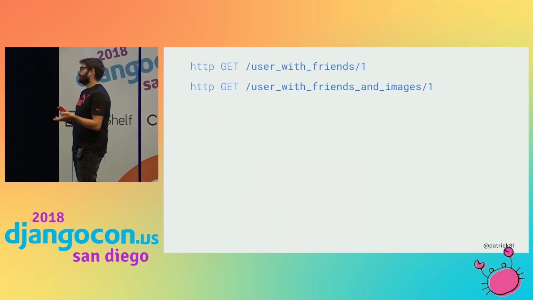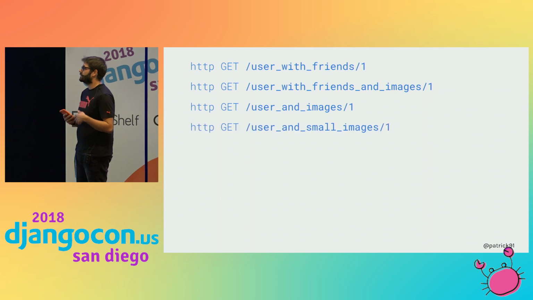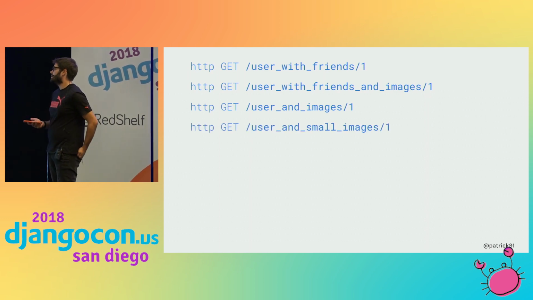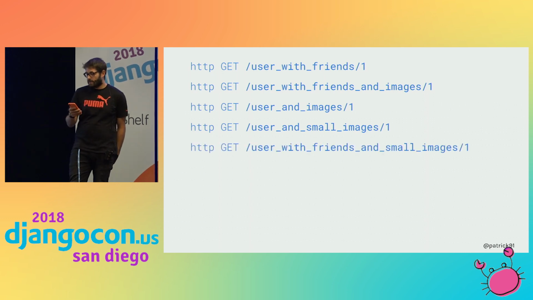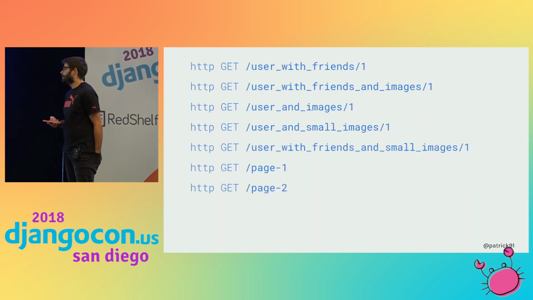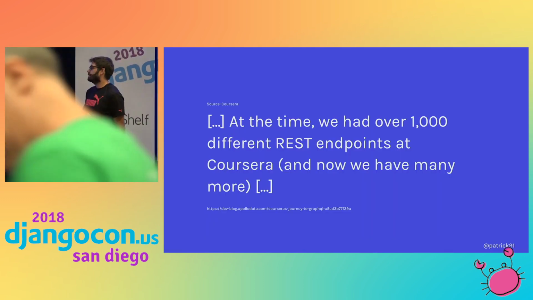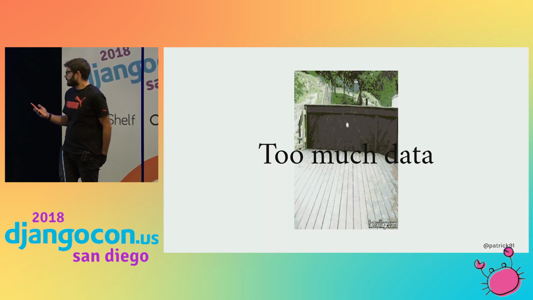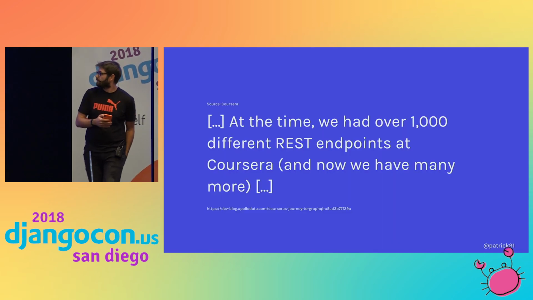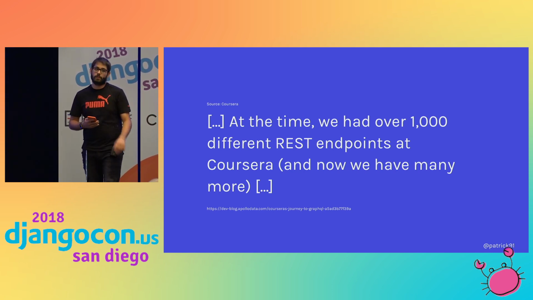The problem is that you might also need the images of those users in another application, so you might end up making more and more endpoints for all your different use cases, especially if you want to do, for example, a light version of your application. And over time, this gets really, really big. For example, Coursera at some point had about 1,000 different REST endpoints that they had to maintain and document. And I think we can reduce this number of endpoints so that we can document this better.